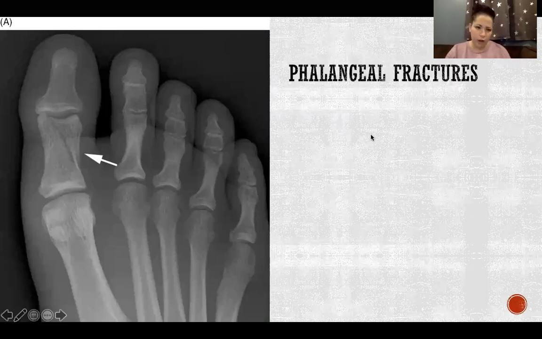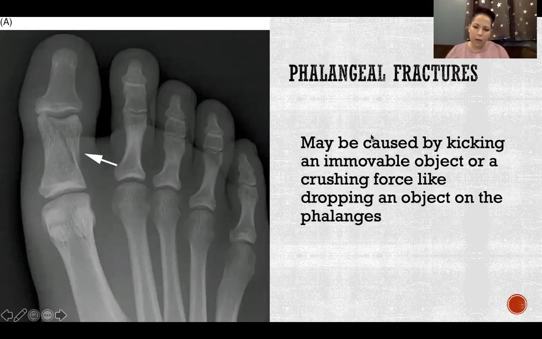All right, phalangeal fractures may be caused by kicking immovable objects, like stubbing your toe, or a crushing force like dropping something on the phalanges. Now, just like we talked about with phalangeal fractures in the fingers, for some reason these go underreported. We seem to think that we can manage our own phalangeal fractures, whether in the toes or the fingers. So many don't seek care, or maybe not until much later, which is just bizarre. It's a broken bone. We should seek care for a broken bone, even if it's a small little bone like a phalange.